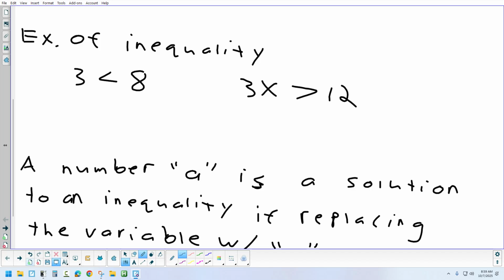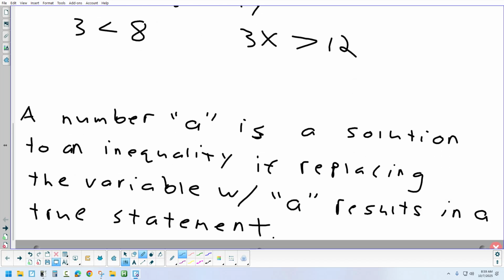So the way that we tell if a number is a solution is the same way we do it with an equation. You plug the number back in and see if you get a true statement. So let's say I wanted to check if 10 was a solution. I would fill 10 in right there. And if I fill in 10, 3 times 10 would give me how much? 30. And is 30 greater than 12? Yeah, so 10 is a solution.